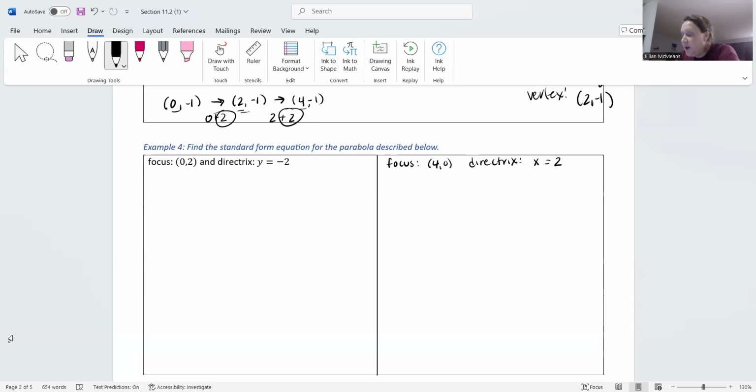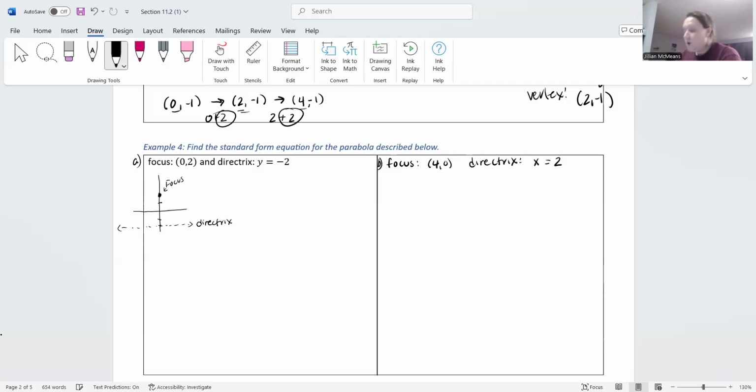Okay? So, for example 4, it says find the standard equation for the parabola described below. So we have a focus, let's say this is part A, even though this is an afterthought. We'll say these are parts A and B. So for part A, we have focus is going to be the point 0, 2. The directrix is going to be Y equals -2. So let's kind of just do a quick sketch just to get a visual in our head of what's going on. So we have a situation like this. Y equals -2 is a horizontal line. Okay, so this is our directrix. Okay, we have the point 0, 2, which is our focus.